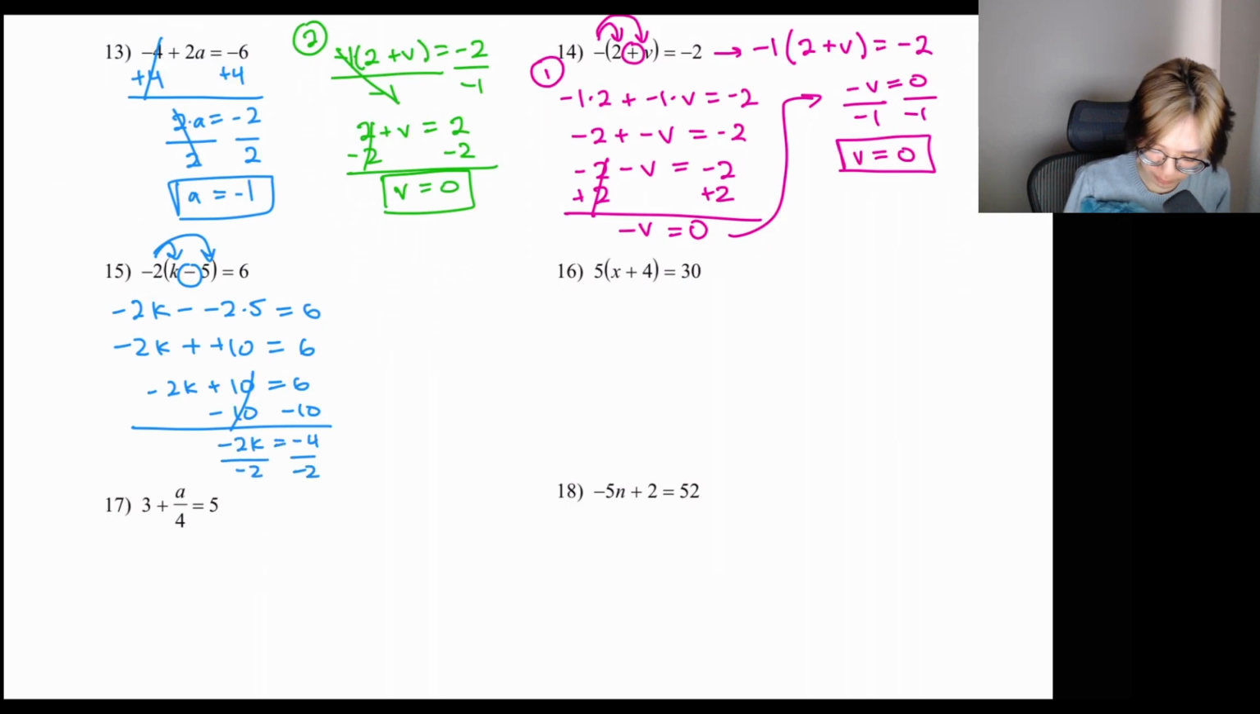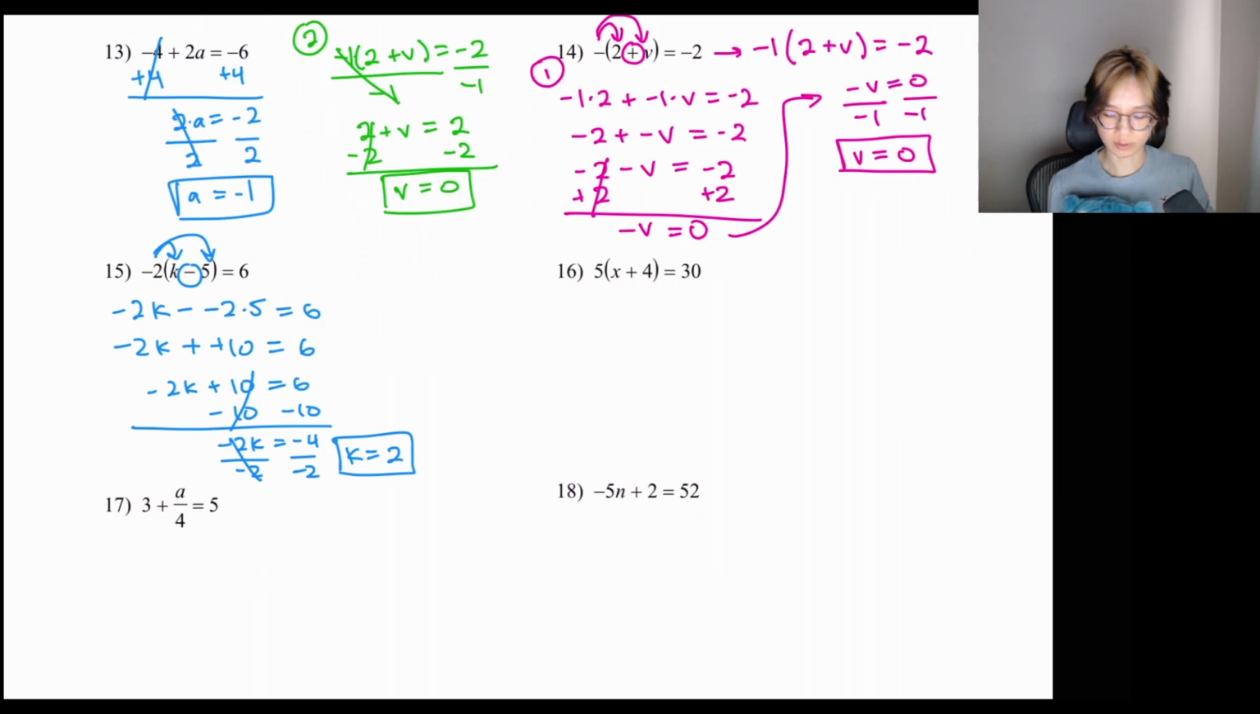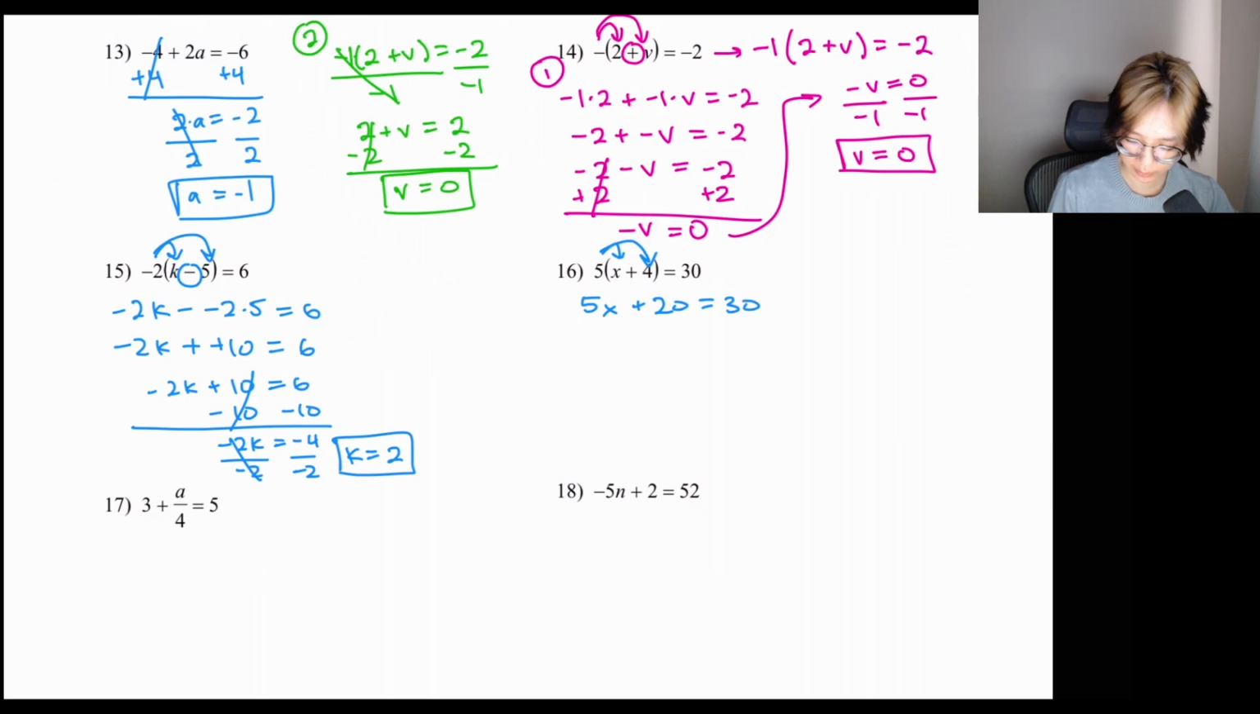Divide both sides by -2. Those cancel. K equals 2. 4 divided by 2 is 2, because they're both negative. Result is positive. 16. 5 times the parentheses of x plus 4 equals 30. Distribute the first one, 5x, plus distribute the second one, 4 times 5, which is 20, equals 30.